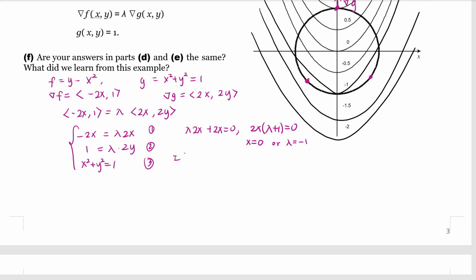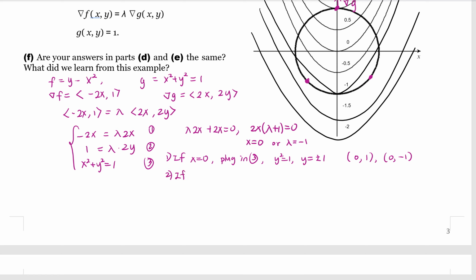So now let's continue. Let me use this case 1. If x equals 0, then you can see equation has no x, so we plug in equation 3. Then we get 0 plus y squared equals 1, so y equals plus or minus 1. So far so good. Then we have (0, 1) and (0, -1). So we get 2 points here.